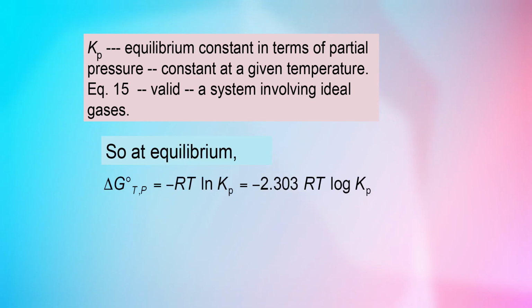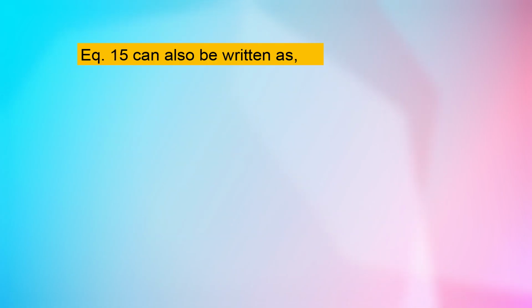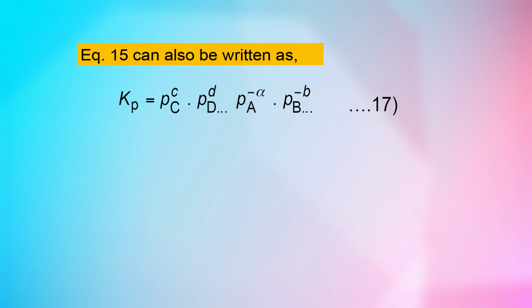So, at equilibrium, ΔG° at T, P equals minus RT ln Kp equals minus 2.303 RT log Kp, where T and P are temperature and pressure. This relationship is known as the Van 't Hoff isotherm. This equation 15, which we dealt with before, can also be written like this. The coefficients of the denominator may be taken as minus and we can put it like this.